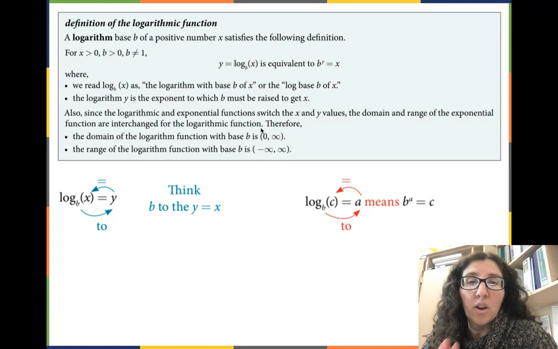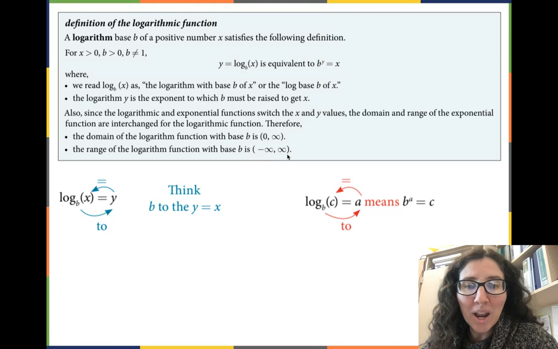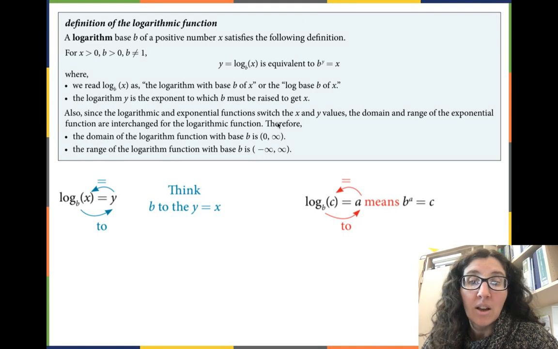Okay, let me start over. The domain of an exponential is negative infinity to infinity. So the range of the logarithm are those values. The range of an exponential is 0 to infinity. So that's the domain of our logarithm. Okay.